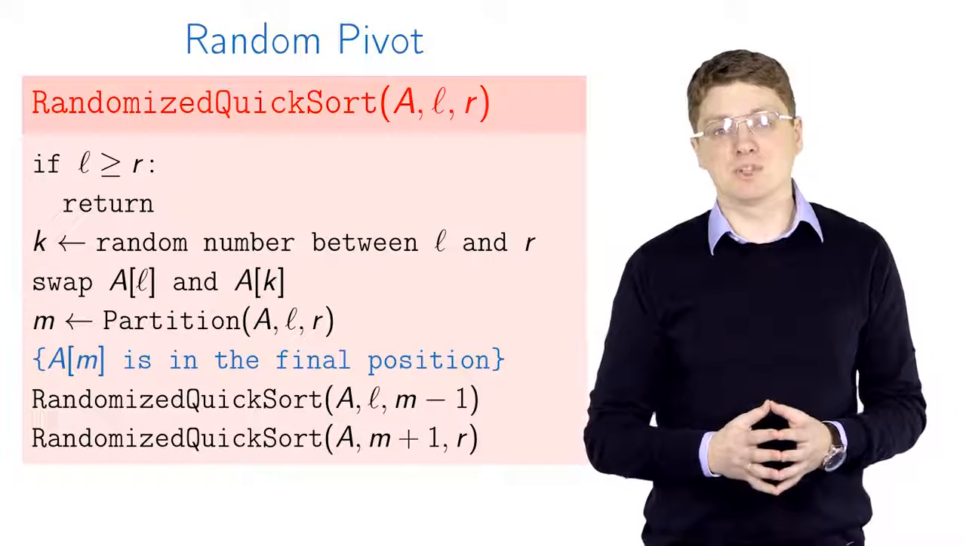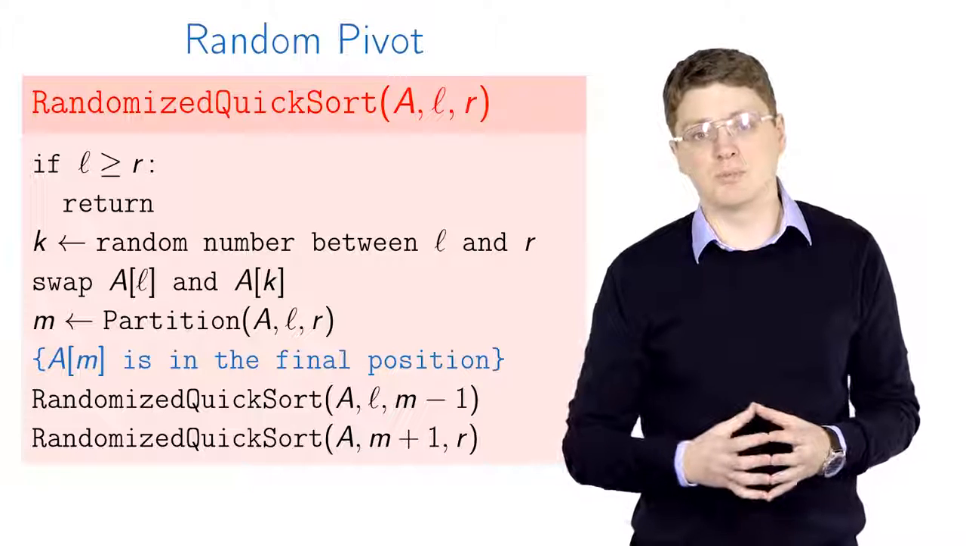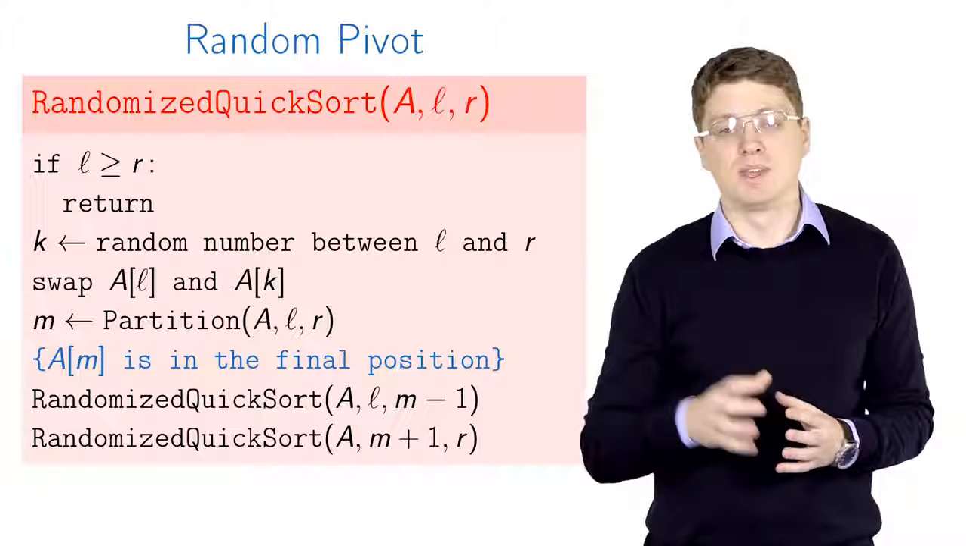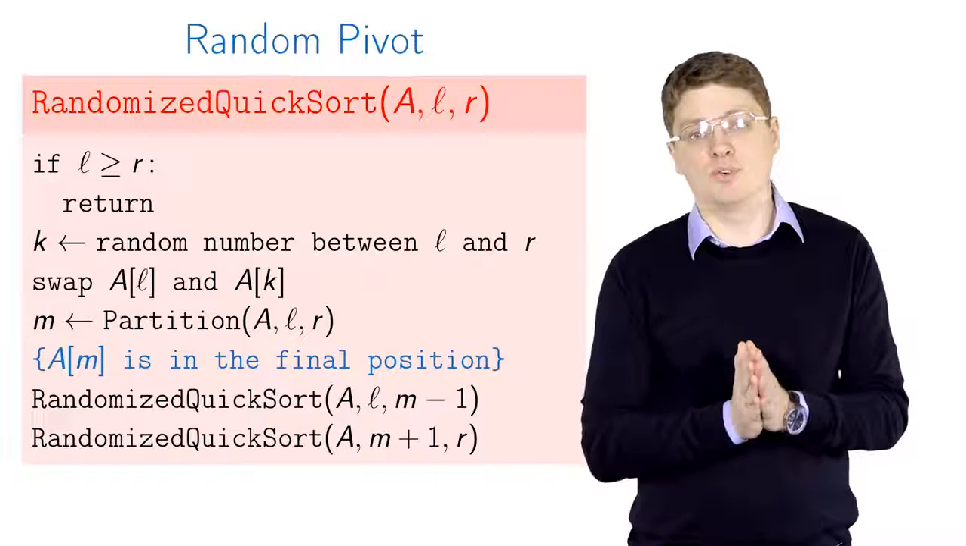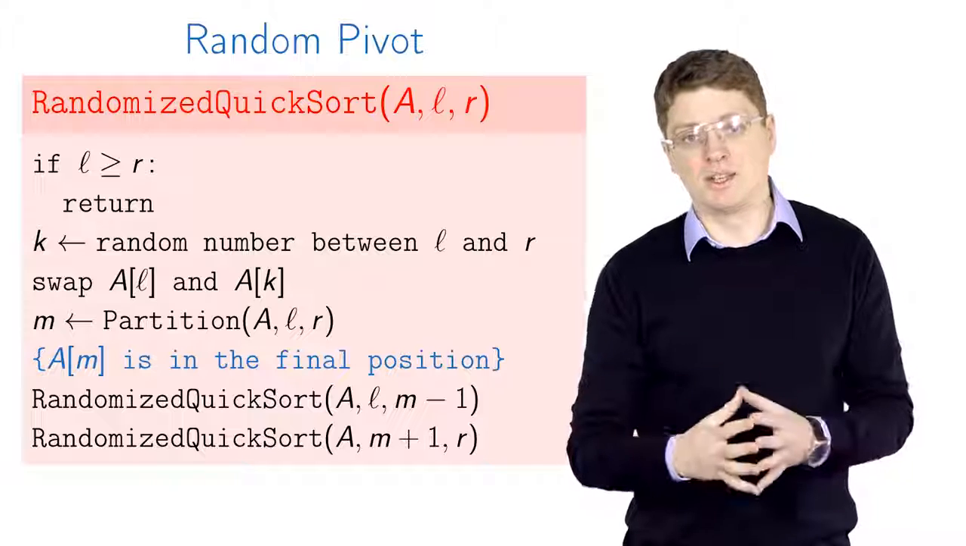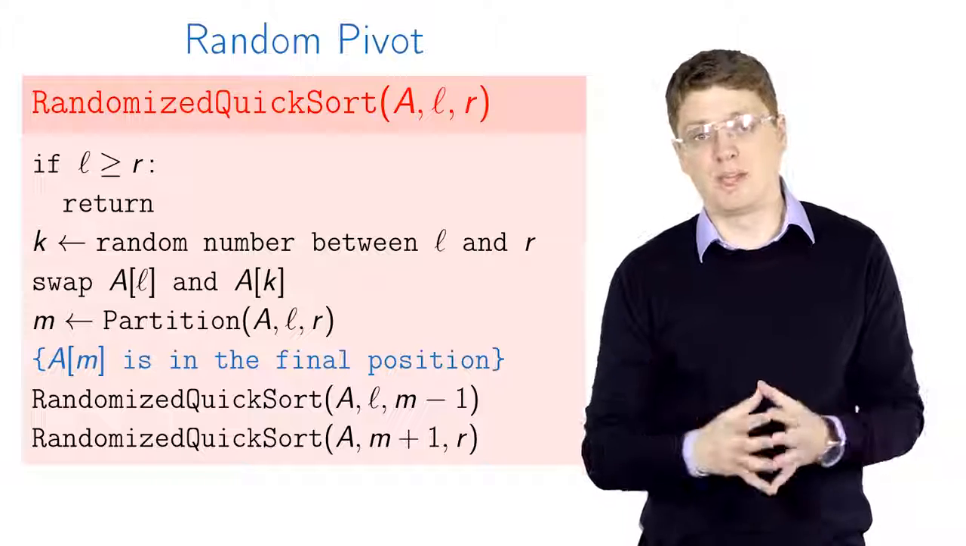To implement this solution, we do the following. Before calling the partition procedure, we just select a random index between L and R, and we swap elements A[L] and this random element. Okay, then we call partition, and then we proceed in the usual way.